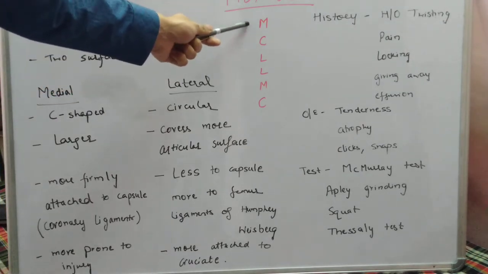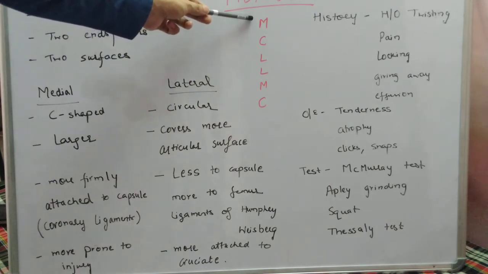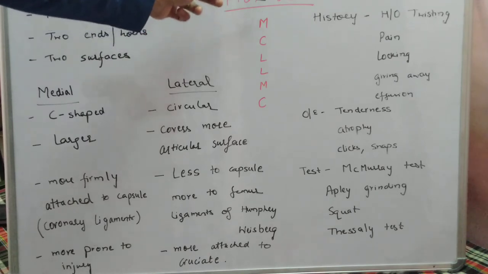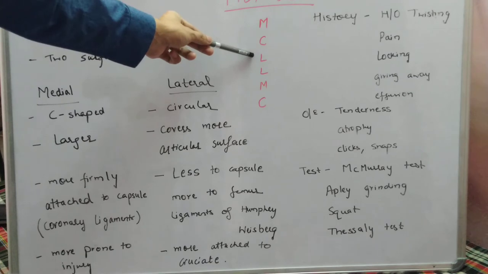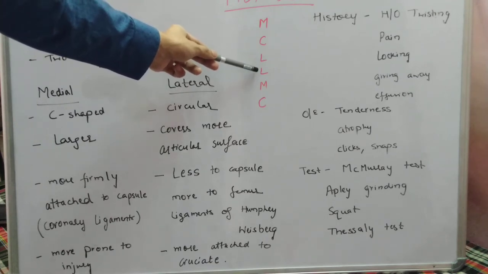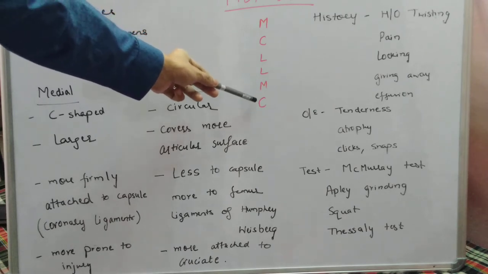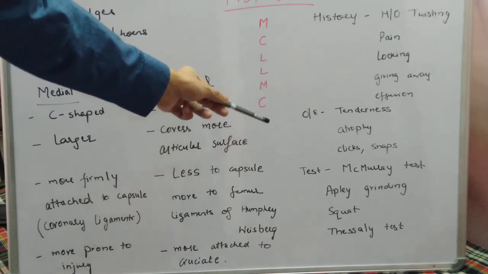So I have remembered this through a mnemonic. M is for medial meniscus anterior horn. C is the cruciate ligament, so if it is anterior, it is the anterior cruciate ligament. L is the lateral meniscus anterior horn. Here it is the lateral meniscus posterior horn. M is the medial meniscus posterior horn. And again C is the cruciate ligament, the posterior cruciate ligament.